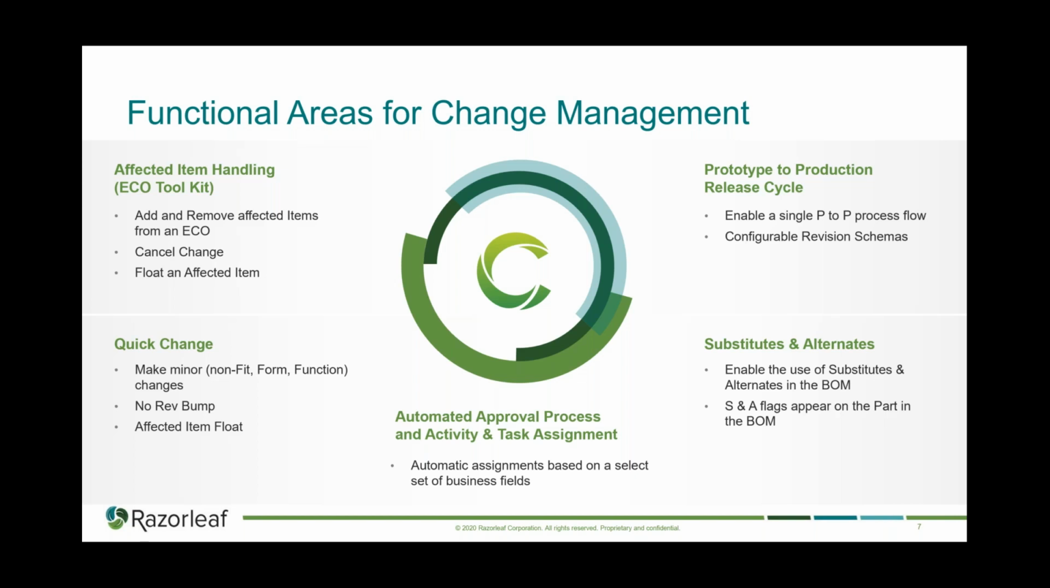So having these things right out of the box, so to speak, in our modules will definitely help us do that. The other things we're going to look at here: quick change. We have a non-fit form function change that should not bump the revision on an affected item. That's a pretty simple workflow addition we've added, so we'll get to see that in action. We also have the automated approval process and activity task assignment.